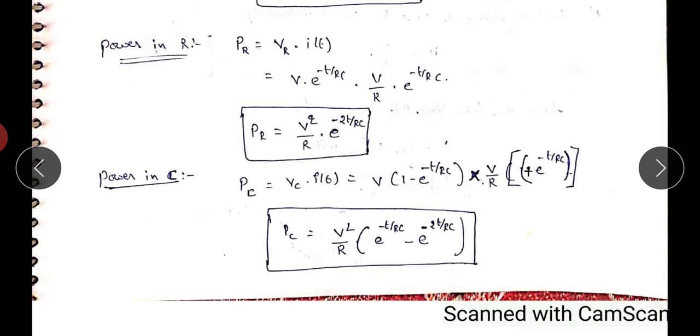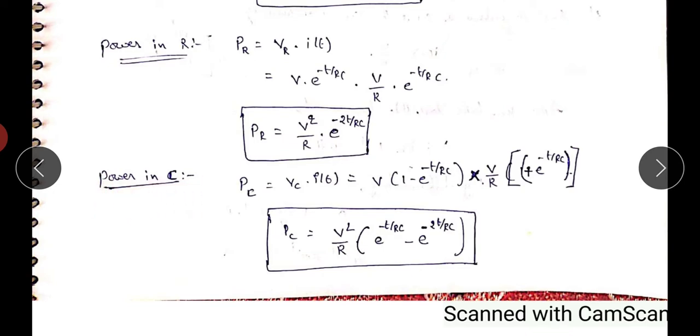So next one, the power in the resistor. The power formula in a resistor is voltage into current: the voltage across the resistor into the current flowing through the resistor, VR into I of t. VR equals V e power minus t by RC, and I of t equals V by R into e power minus t by RC. So PR equals V square by R into e power minus 2t by RC. By multiplying these two expressions, we get the PR expression.